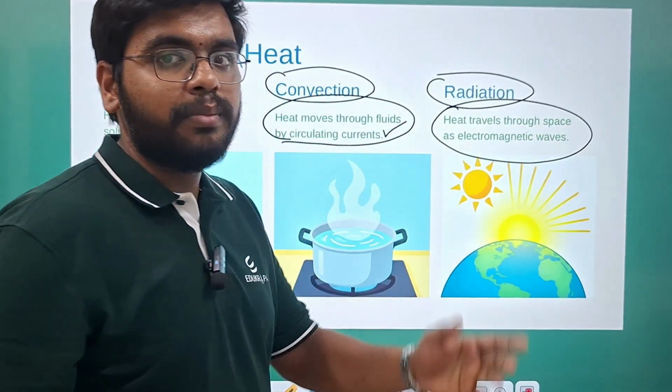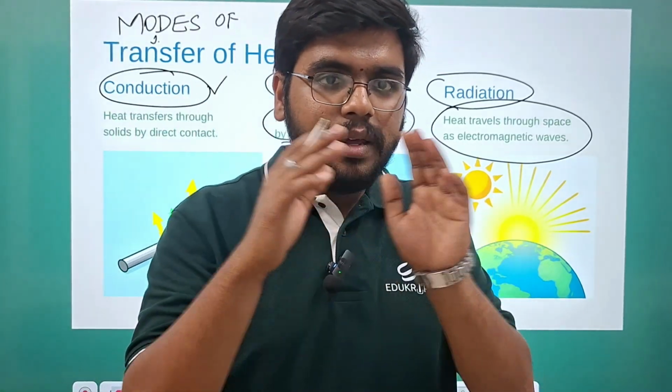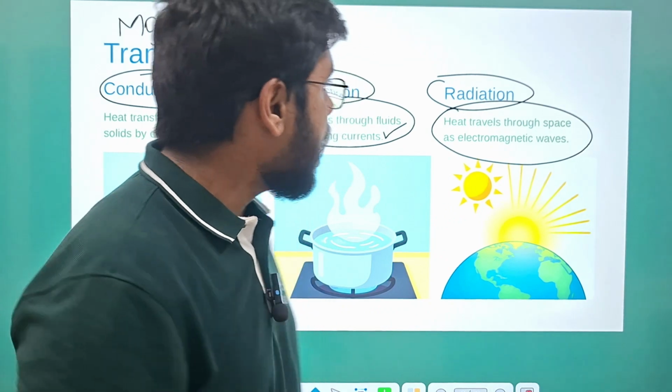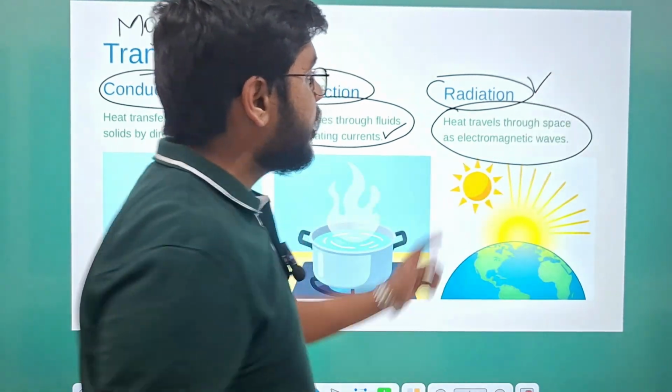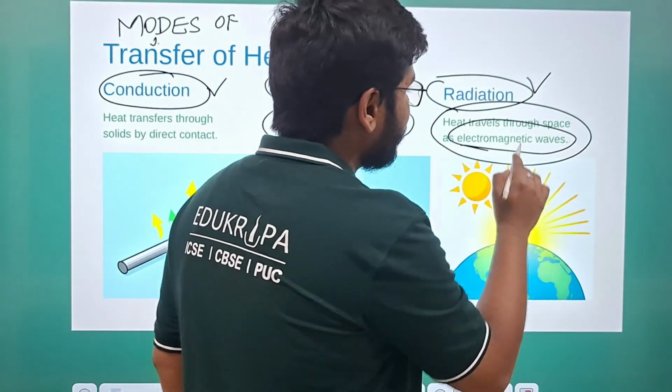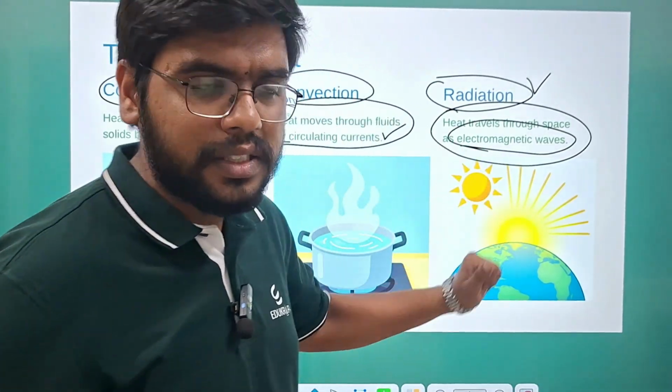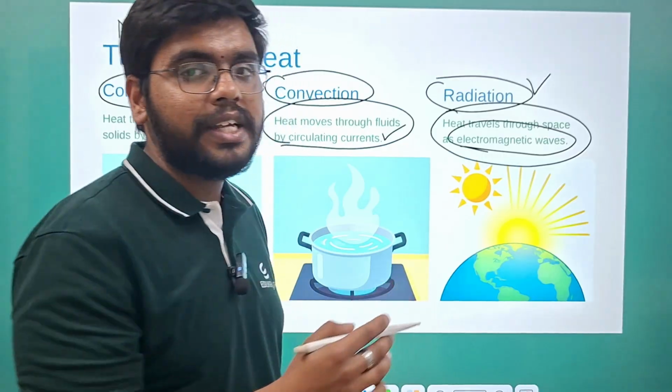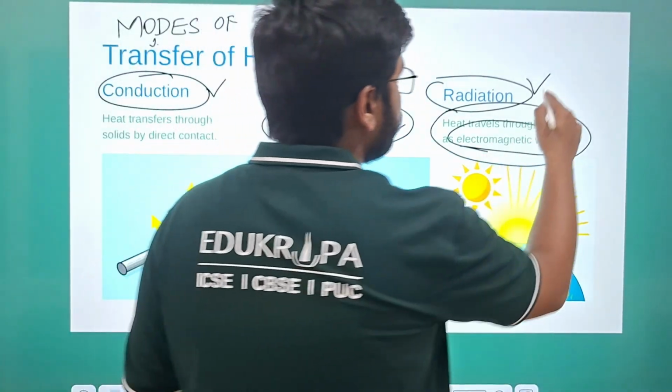Radiation is what we get from the sun. Do you think there is any medium between the sun and the earth? But we still experience the heat. This happens because of radiation. Heat travels through space as electromagnetic waves. You may or may not remember this term, but heat travels through space without any medium. This is called radiation.